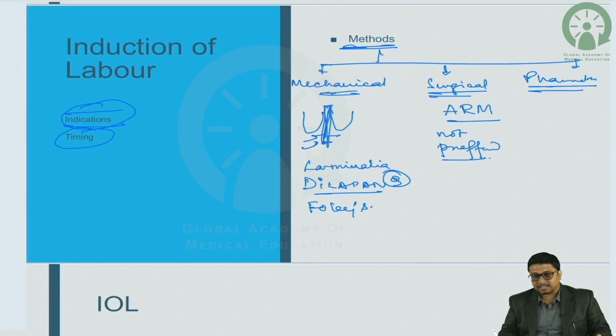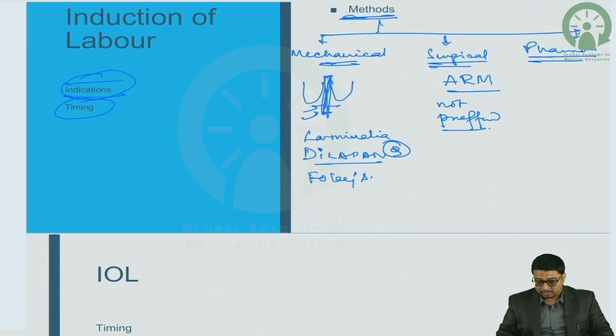Surgical is of course ARM, which is not preferred, because ARM is a one-way journey towards induction of labor. Once we have done ARM, once the liquor starts leaking down, we cannot reverse the process. We have to deliver her. So if she doesn't go into labor, we need to do a cesarean on her unnecessarily.